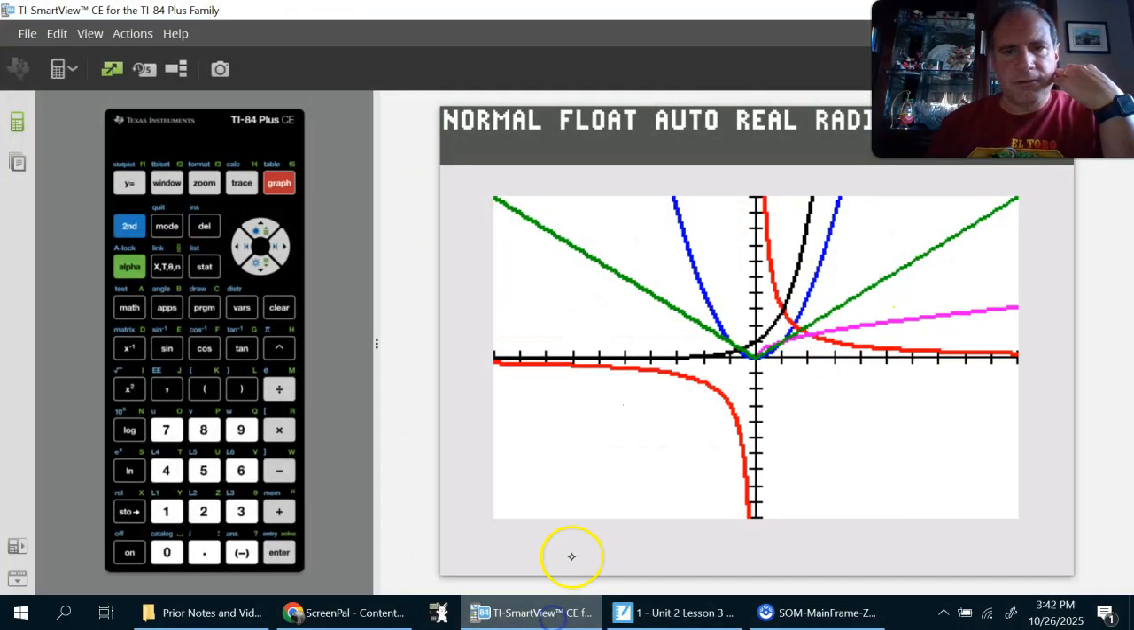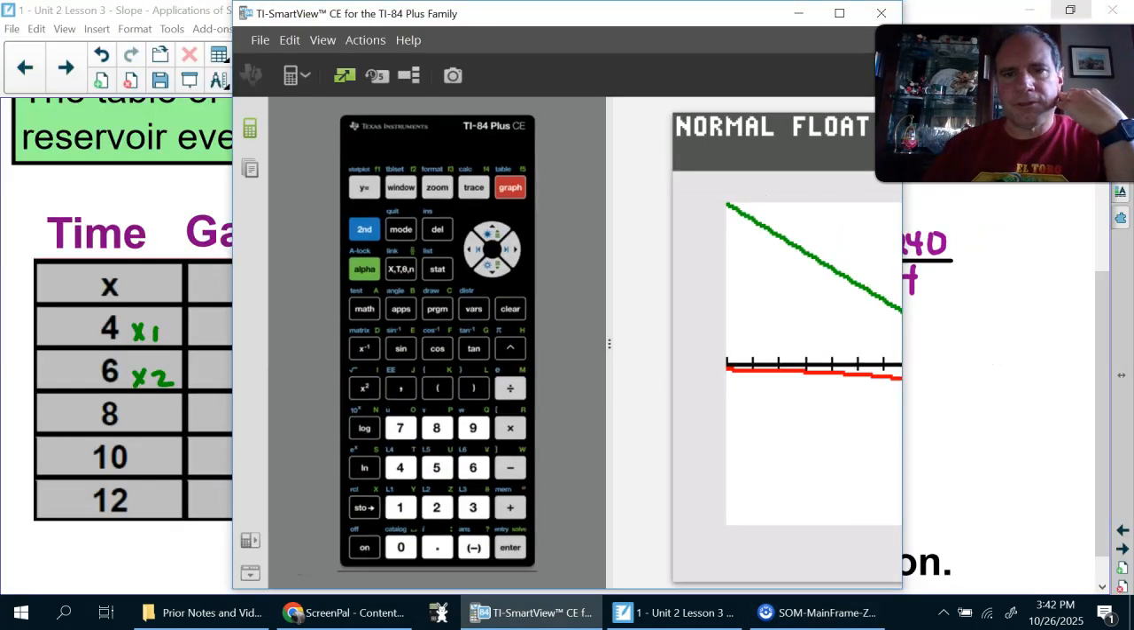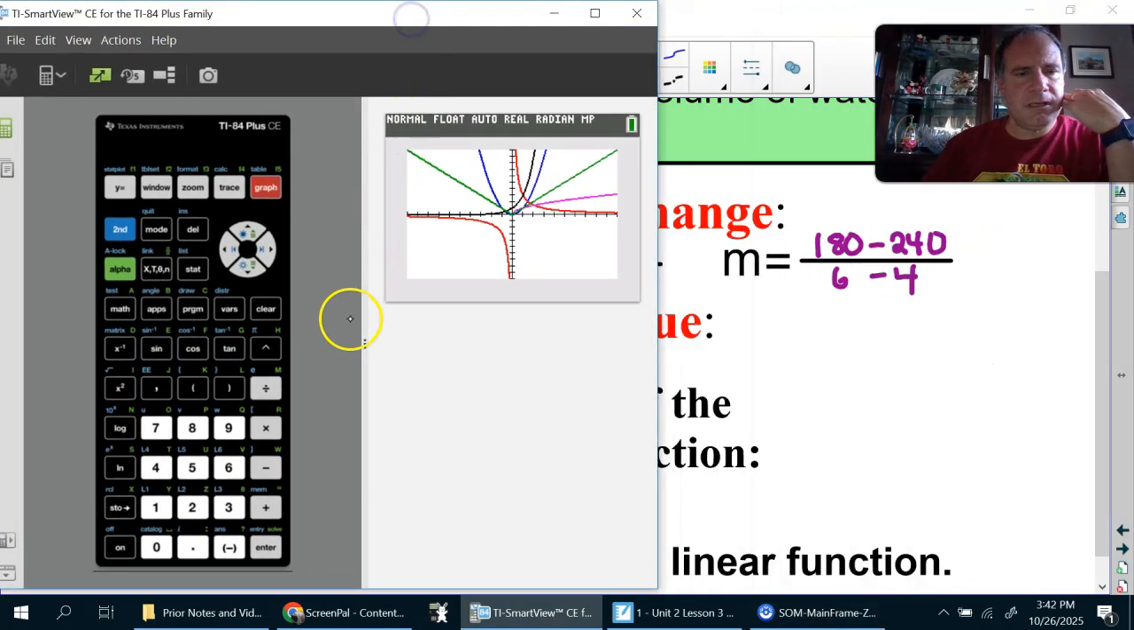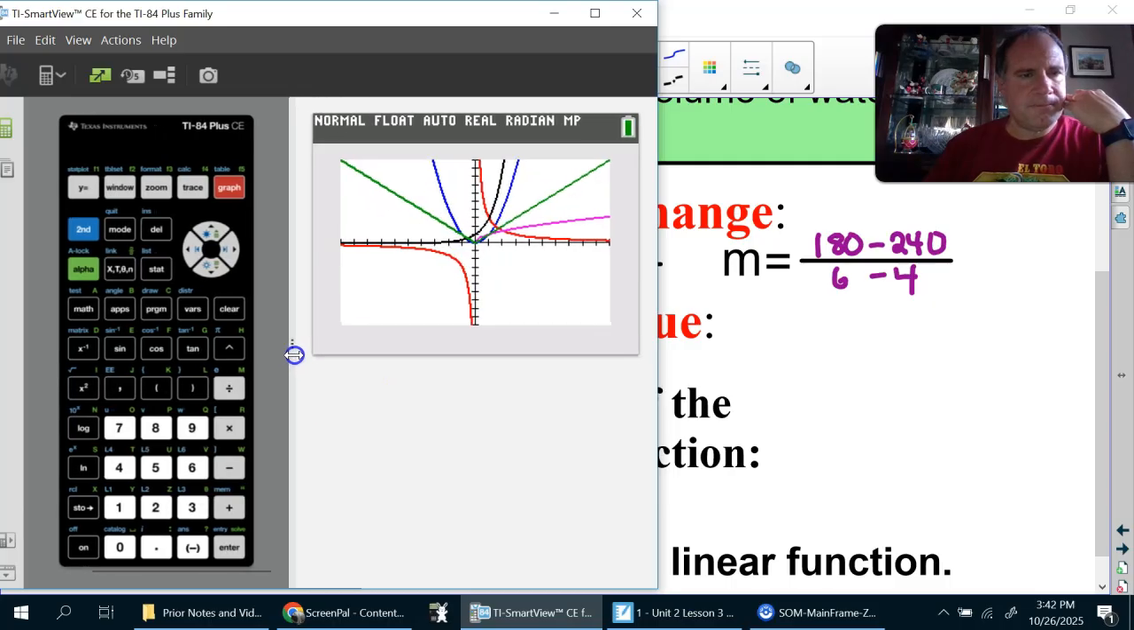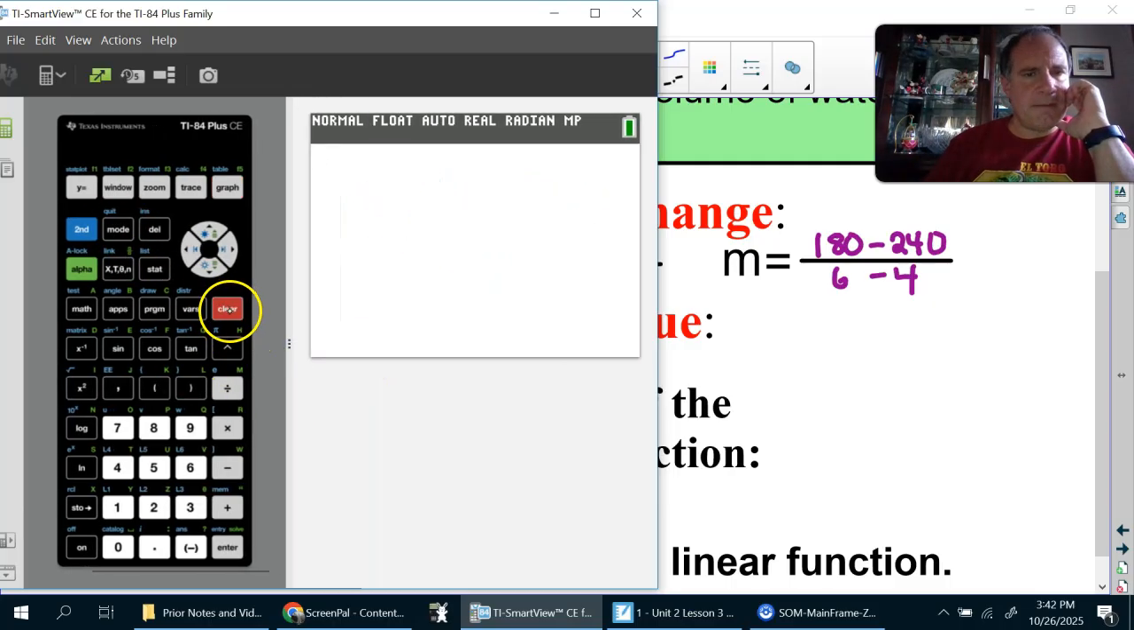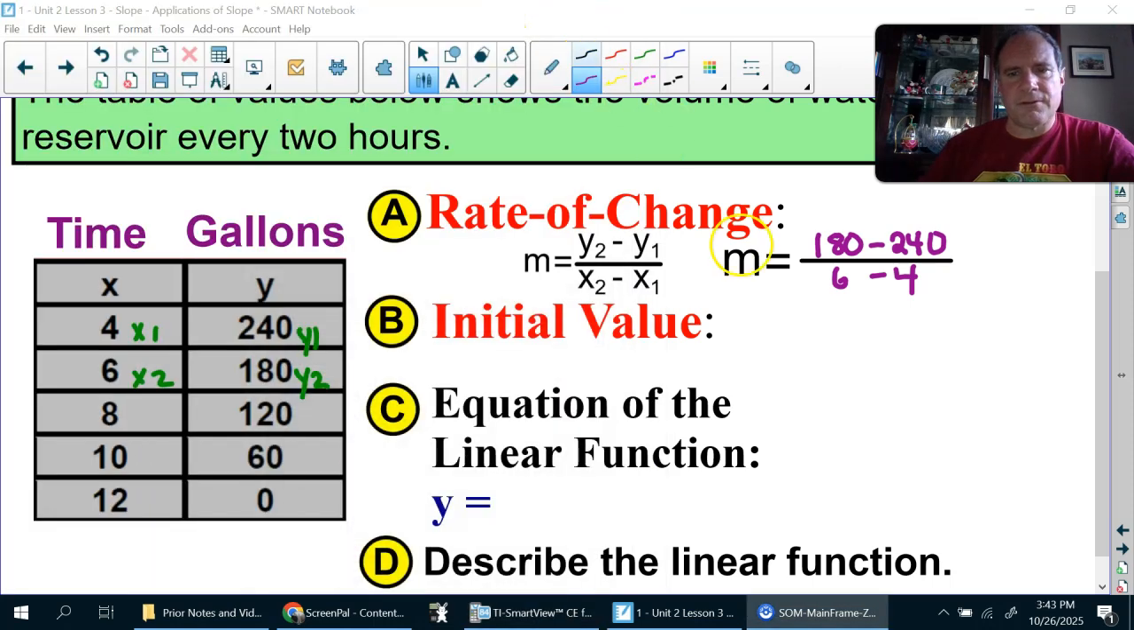Now I'm going to bring up my calculator for this. I'm going to put this as a smaller screen here. And remember what I told you a million times. Please just put the entire thing in. You're going to put the numerator in first. Don't do it separately. Let the calculator give you your answer. And then 6 minus 4 as the denominator. It is negative 30, so m equals negative 30.